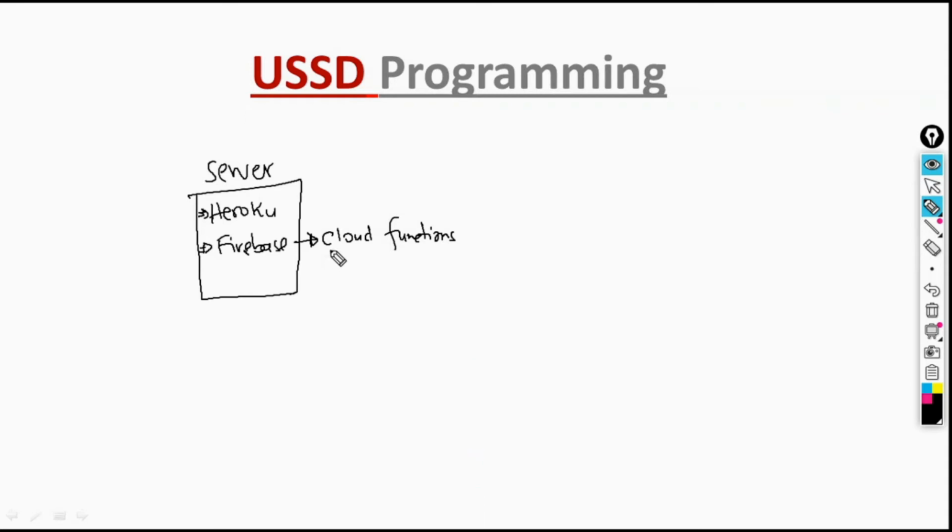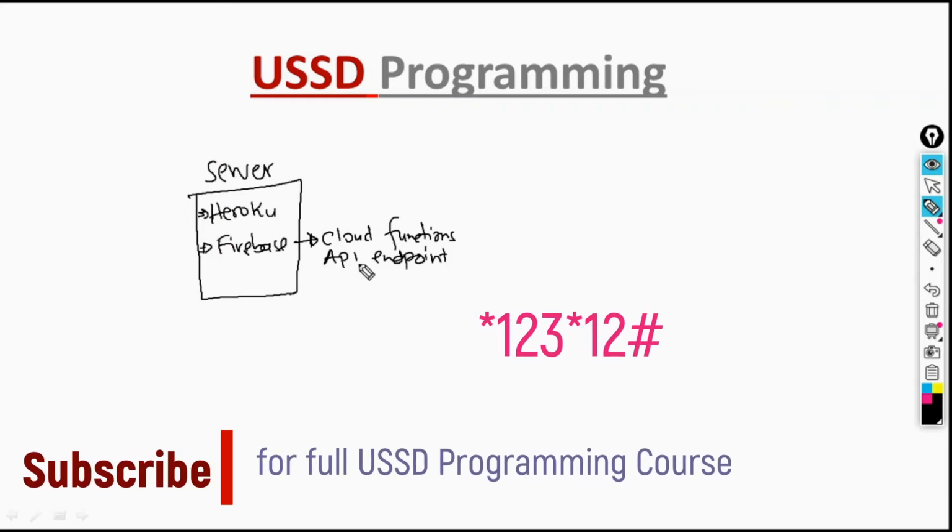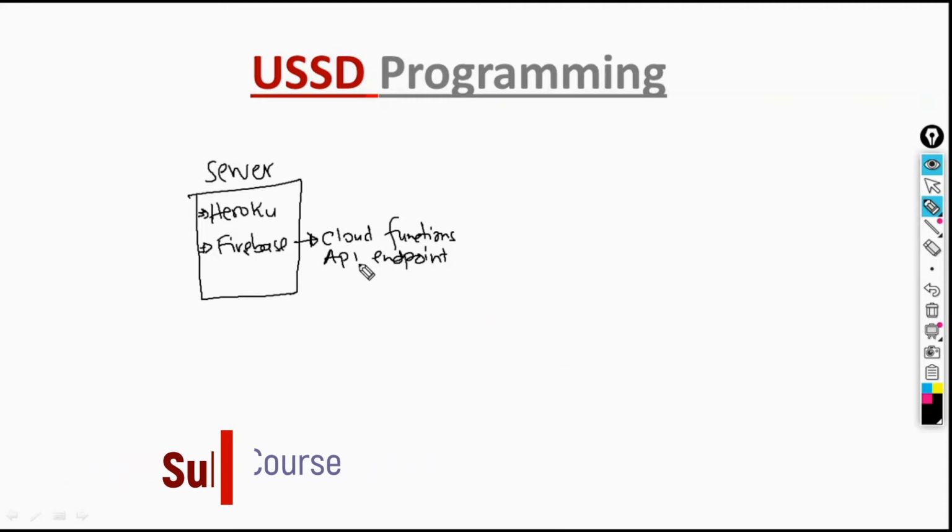to expose our API endpoint, so that when we dial the address, the data is sent to this API endpoint and then to Firebase. When you send a request to the endpoint, you either get the data back or you send the data to the database. So that's why we need Firebase. We are going to use Cloud Functions, and we are going to use Cloud Firestore as our database.